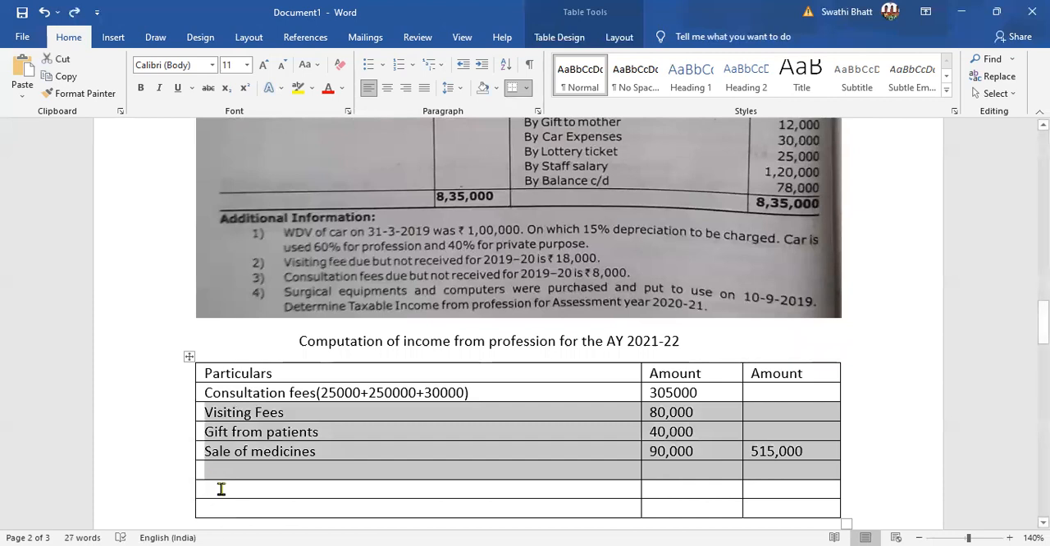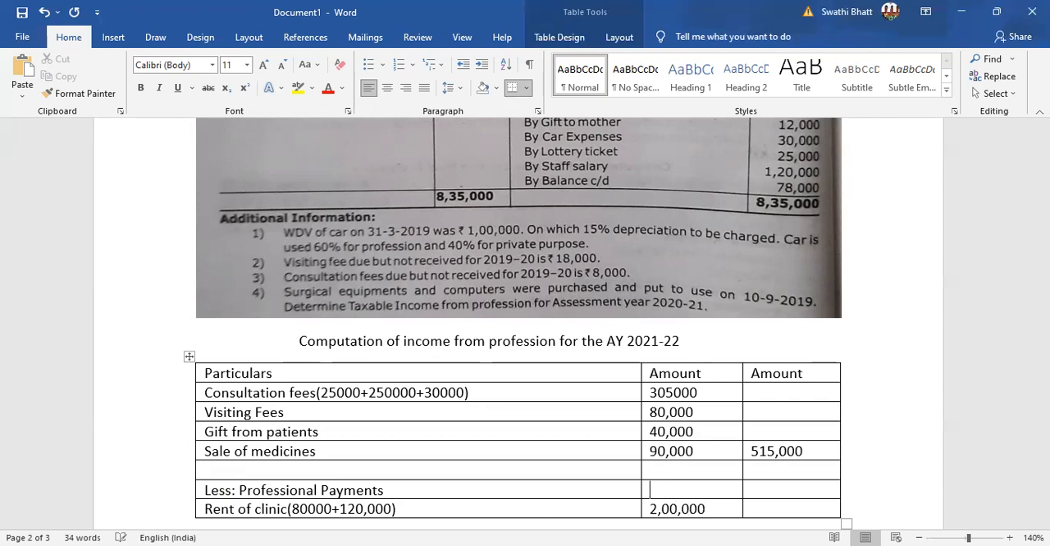Okay, next one is less professional payments. The first one is rent of clinic. There are two amounts that you have received during the year: 80,000 plus 1,20,000, which will be equal to 2 lakh rupees.